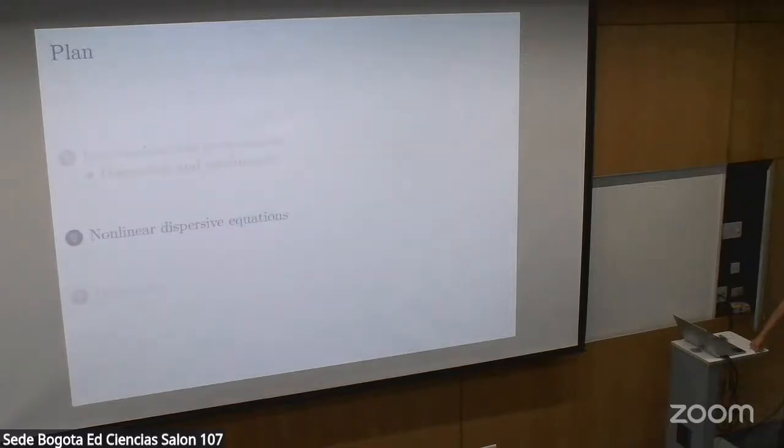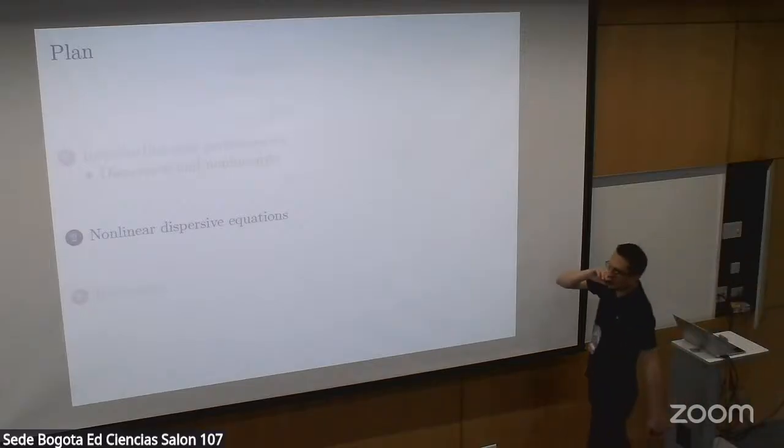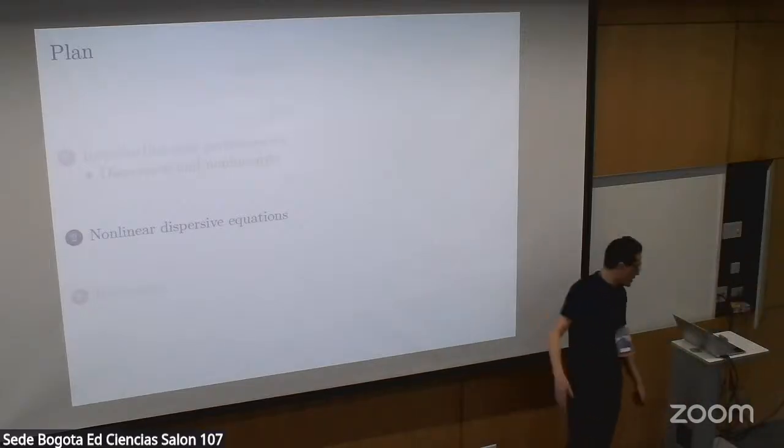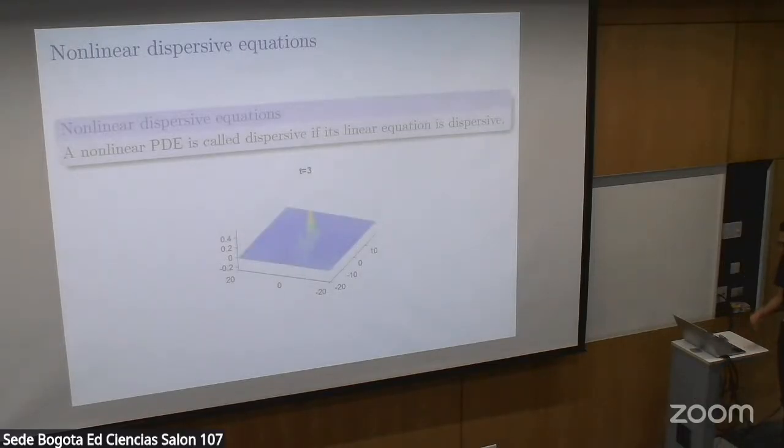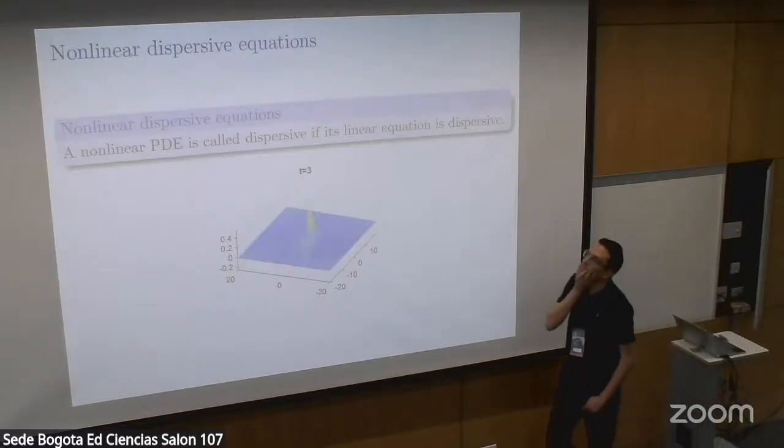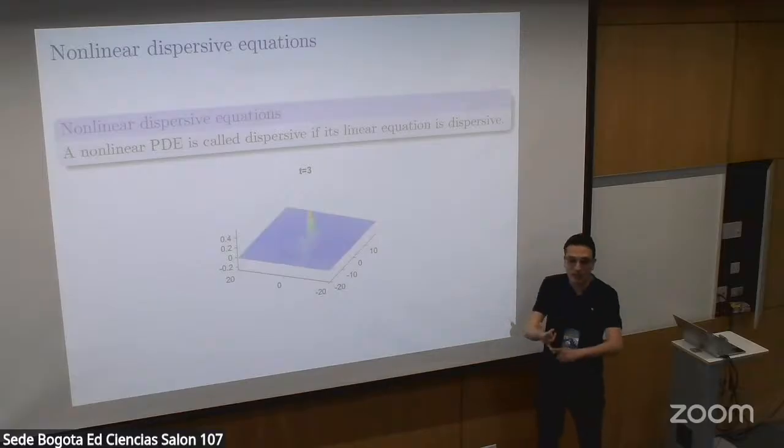So let me tell you what a nonlinear dispersive equation is, those are things that I work on a lot. I did my PhD on that, and my current research is on those types of equations. And that is essentially what I'm going to mention right now. So what is a nonlinear dispersive PDE? A nonlinear PDE is called dispersive if it's not linear and the linear part is dispersive.